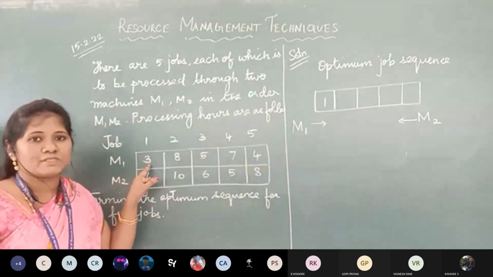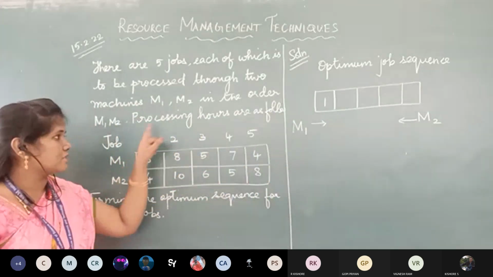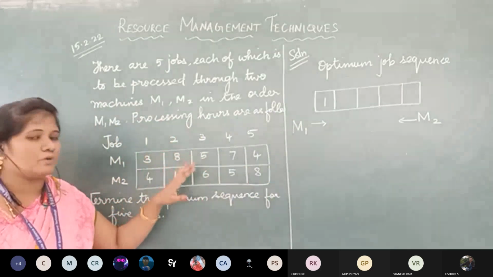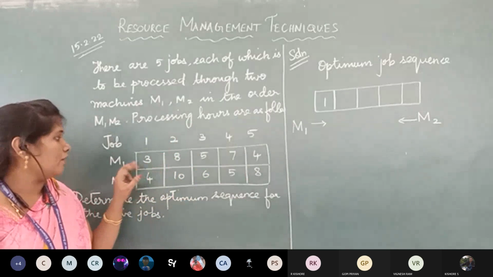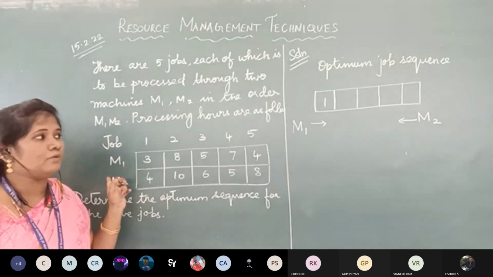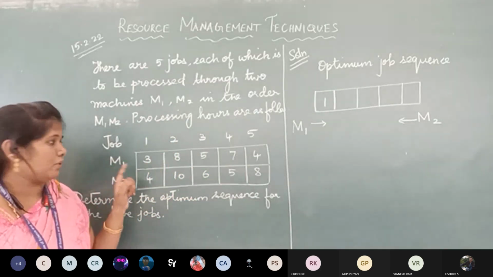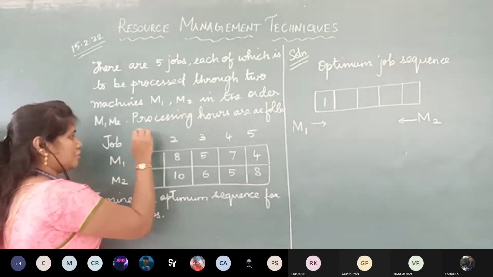Okay, we have taken your first least value. Your processing hours have been given. From that, you will have to see your least value. Since we have taken it from machine M1, we will write it from left to right. So your job 1 is over.